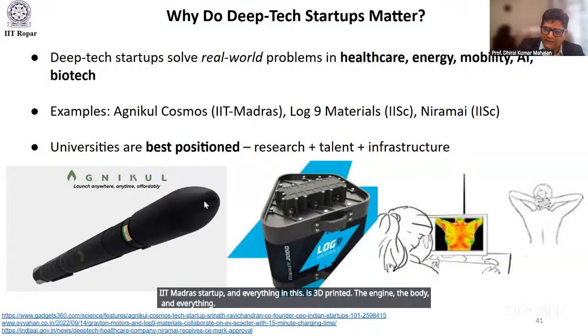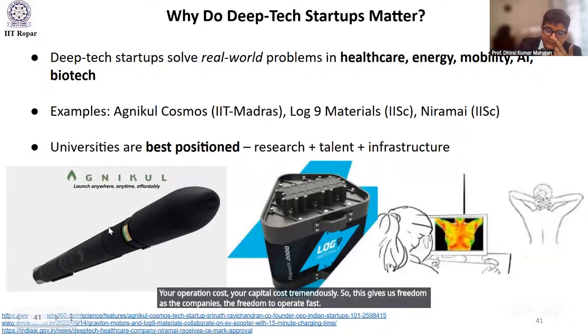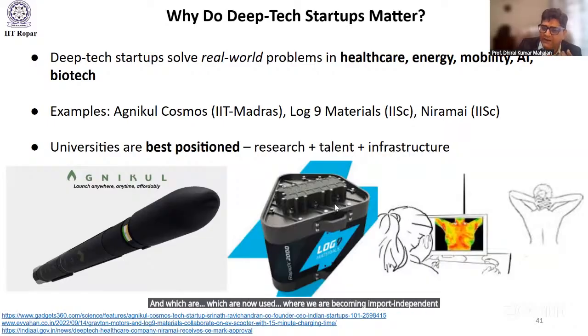Now, if you start thinking, 3D printing slashes your operation cost, your capital cost tremendously. So this gives us, as companies, the freedom to operate fast, to build things indigenously in that way. So we don't need to rely on anyone. Similarly, Log9 Materials, an IISc Bangalore startup, has made novel batteries which are now used, where we are becoming import independent from China and everything.